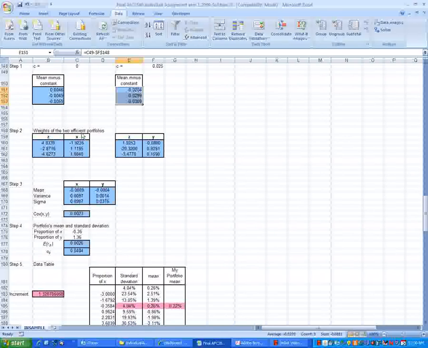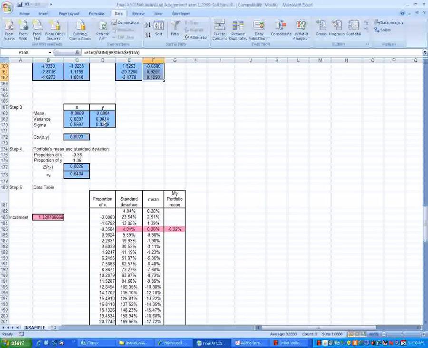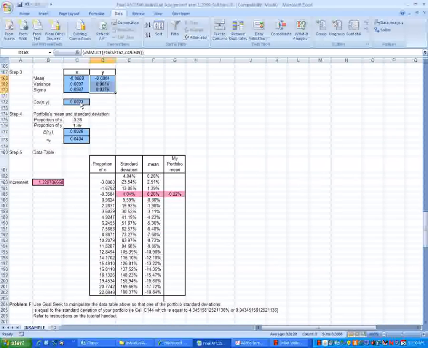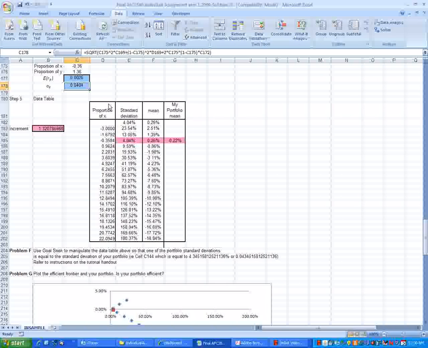Once you've found that, you find your weights using the technology I've introduced to find your envelope portfolios X and Y. Then you find your mean, your variance, and your standard deviation for each of those two envelope portfolios and the covariance between them. And then using the combination of the two-asset portfolio, you find your expected return and expected standard deviation, just like you did in the earlier spreadsheet work.